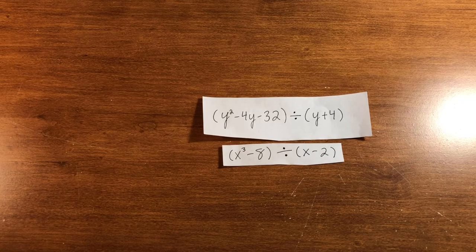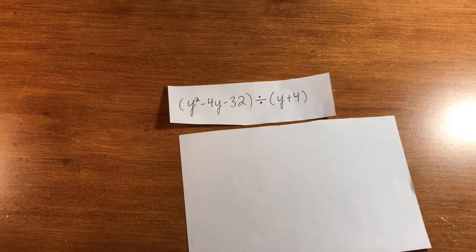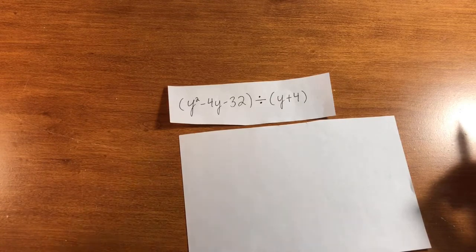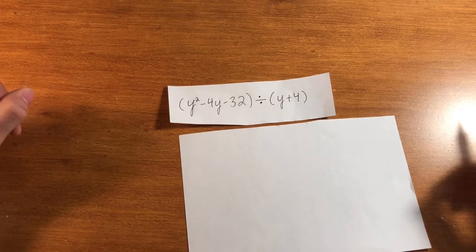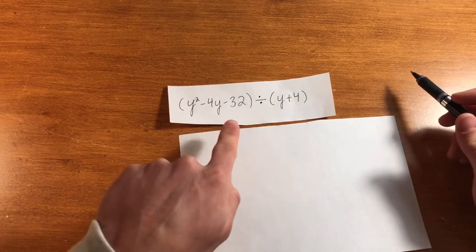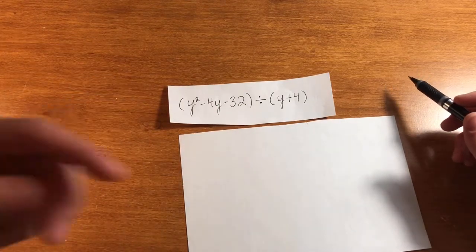Today we're going to be looking at two examples in which we're going to use long division to divide polynomials. Alright, so let's jump into it. The first thing I'm going to want to do is set this up correctly. To use long division, we want to divide these polynomials. So the first one is y squared minus 4y minus 32 divided by y plus 4.